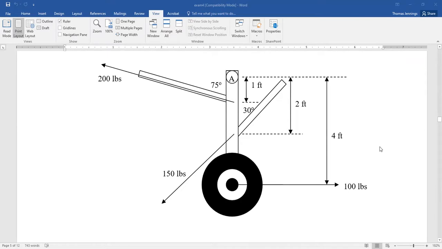Just remember the basic principles. Moment is perpendicular force times the arm. So find the perpendicular component, multiply that by the arm, the distance between the pivot point and the point of application, watch your signs, and everything will work out.